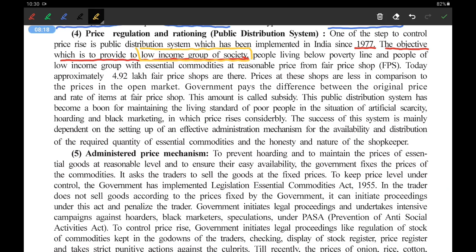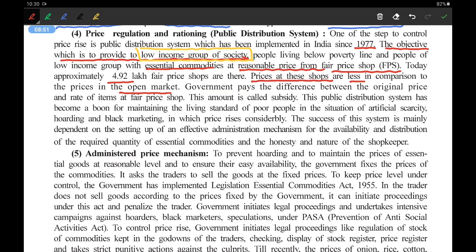That is, people with very little income, people living below the poverty line. Through rationing they provide essential commodities at a very reasonable rate through fair price shops, that is FPS, which means ration shops. Today approximately 4.92 lakh fair price shops are there. Prices at these shops are very low in comparison to the open market.